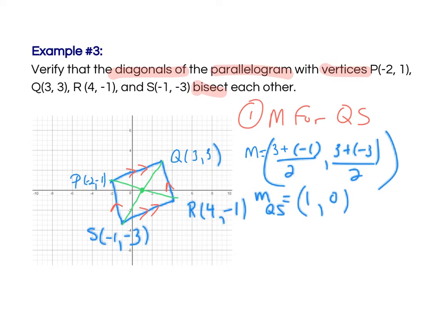So let's take a minute to check our answers so far. Let's see how we did. I got that the midpoint of QS is (1, 0). And so now I'm going to know if the diagonals actually bisect each other if the midpoint of QS is the same as the midpoint for PR. So that brings me to the next step. My next step is going to be to find the midpoint for PR. So take a minute to calculate that, and we'll meet up again.